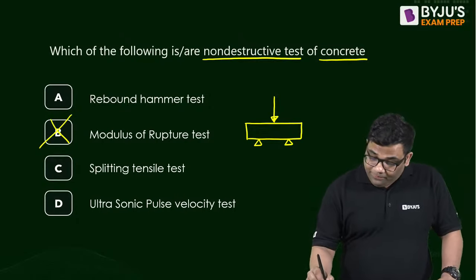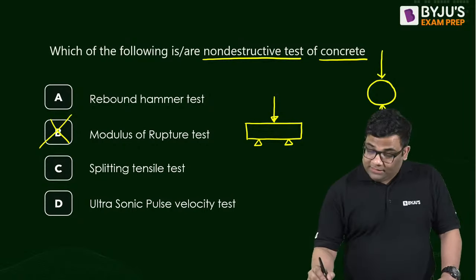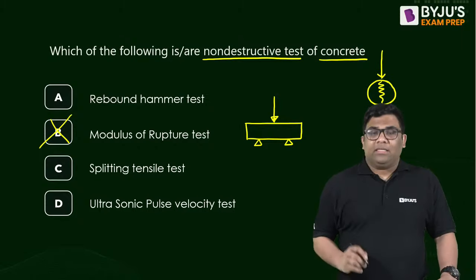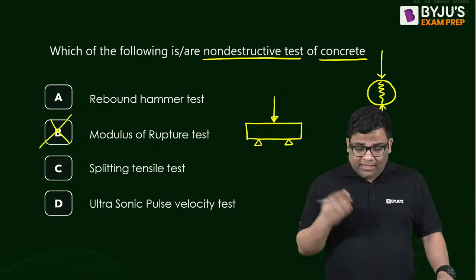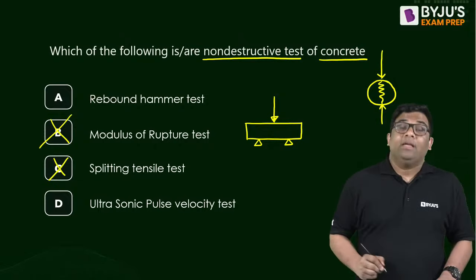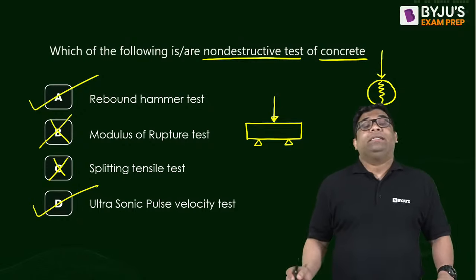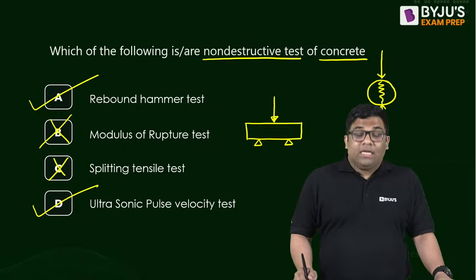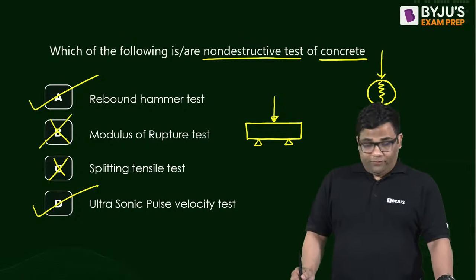Even in splitting tensile strength also, you're applying the load in this manner, and you are seeing the load when the cylinder splits, the concrete cylinder splits into two parts, right? So I can say that is also destructive. But rebound hammer and ultrasonic pulse velocity test, both of these are your non-destructive tests, and they are very important from your examination point of view.